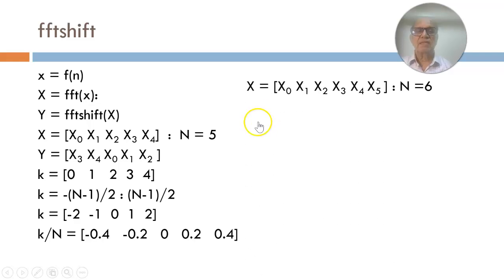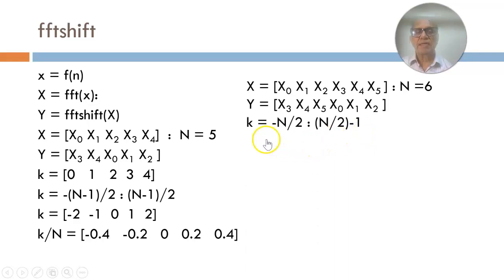But suppose n is even. So let us take a specific example in which n is equal to 6. So you have got 6 components in the spectrum here: x0, x1, x2, x3, x4, x5. So when you perform the FFT shift, what will happen? This x0 will come at the center, so it will come after x1, x2, x3. And then these x1, x2 and x3 will be swapped with x4, x5. So in this case, the y that you will get is x3, x4, x5, and then x0, x1, x2. This is what you will get.